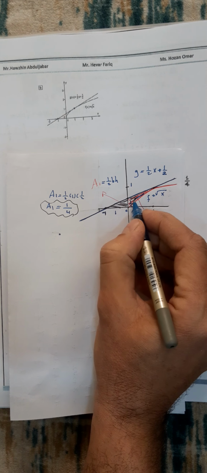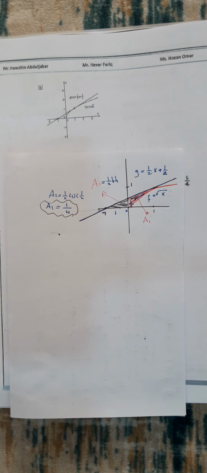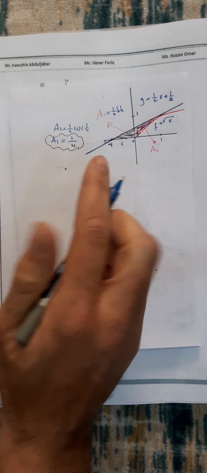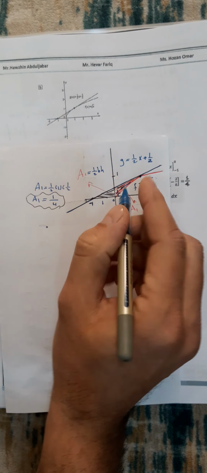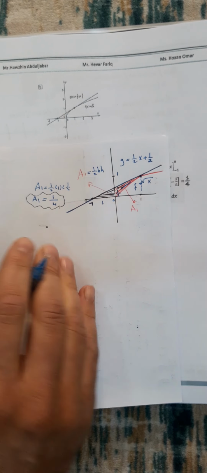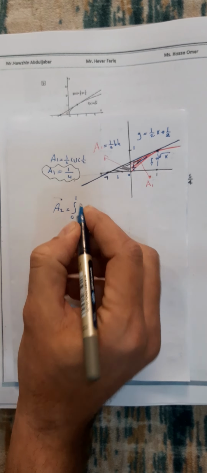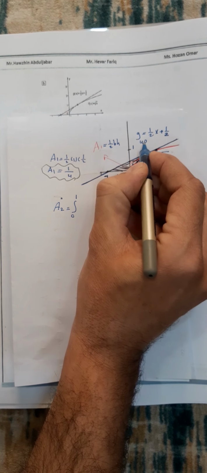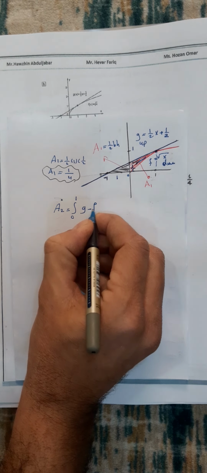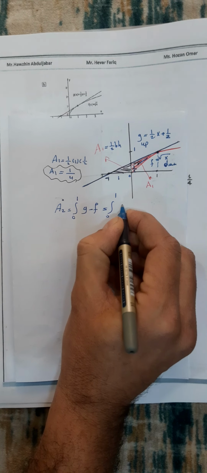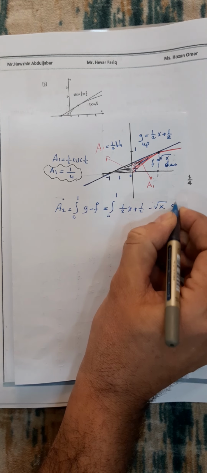Now the second region, between two functions, square root x and g of x. So we find the area again. The area from 0 to 1 is g of x above and f of x below, so the integral from 0 to 1 of g minus f, that is 1 over 2x plus 1 over 2 minus square root x, dx.